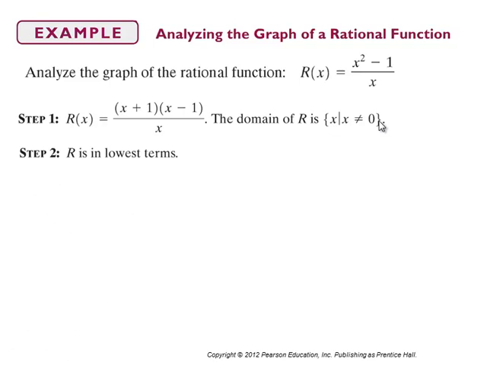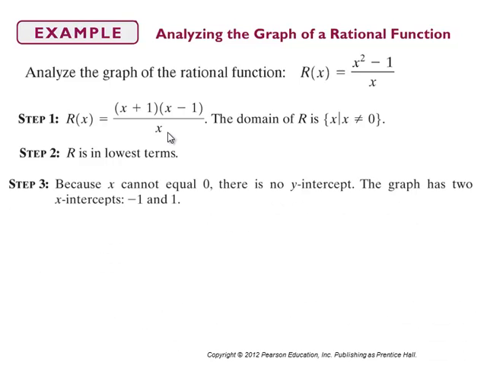And verify that your function, meaning this fraction, is in lowest terms. In other situations, if you have any common factors, then you can cancel those common factors for step 2, in which case you would just have a hole wherever you have those common factors. But anyway, let's identify any intercepts. Because x is never going to be equal to 0, there is not going to be a y-intercept for the graph of this function.